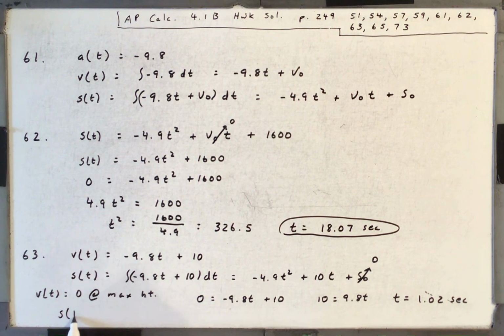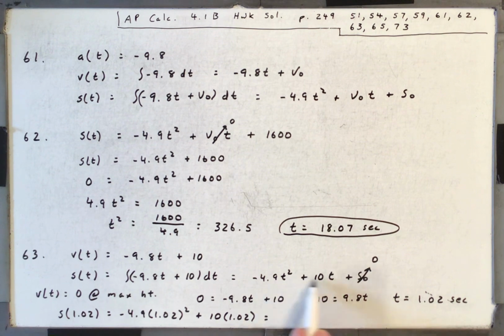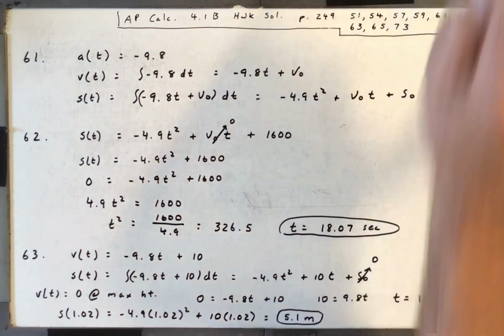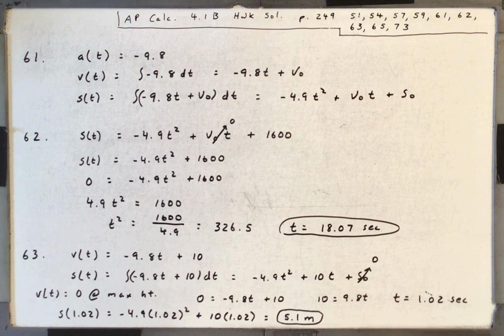Max height is S of 1.02, which would be minus 4.9 times 1.02 squared plus 10 times 1.02. I'm just plugging the time it took to get to maximum height right in here. And that is 5.1 meters, which is about 16 feet or something? So that's not very tall, and the reason it didn't go very far is because they didn't throw it very fast. All right, 10 meters per second is not very fast. Okay, so that does it for 63. We've got two more.